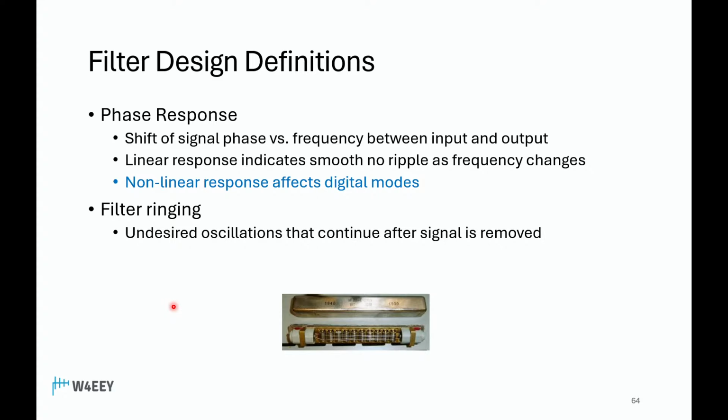Filter ringing. Sometimes if you use a really narrow filter, your radio might have a 3 kilohertz filter and a 1.8 kilohertz filter. If you go to CW, it might get down to 150 hertz. And the narrower you make the filter, sometimes it'll ring, meaning that it'll sound like there's a signal there at very narrow filter widths, undesired oscillations that continue after the signal is removed. So filter ringing is an effect that you can have with extremely narrow filters. Another picture of a mechanical filter here.